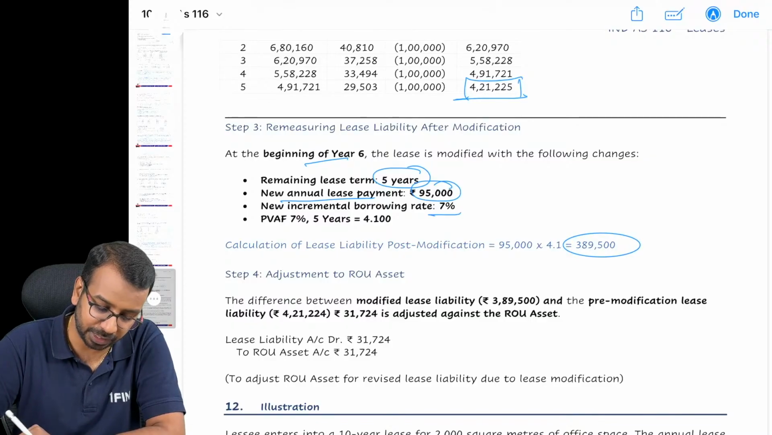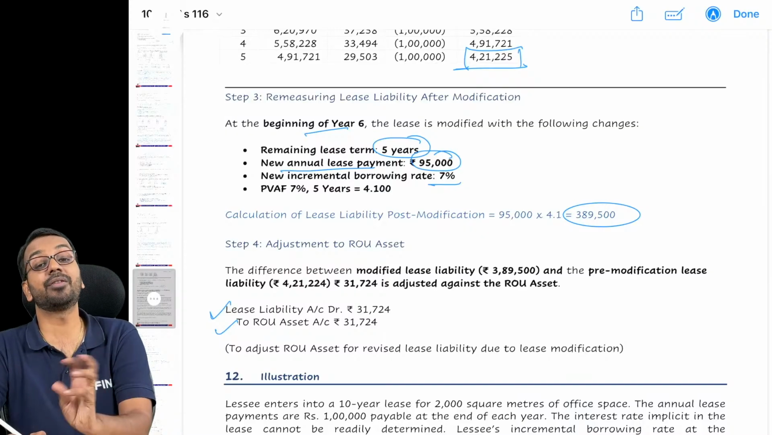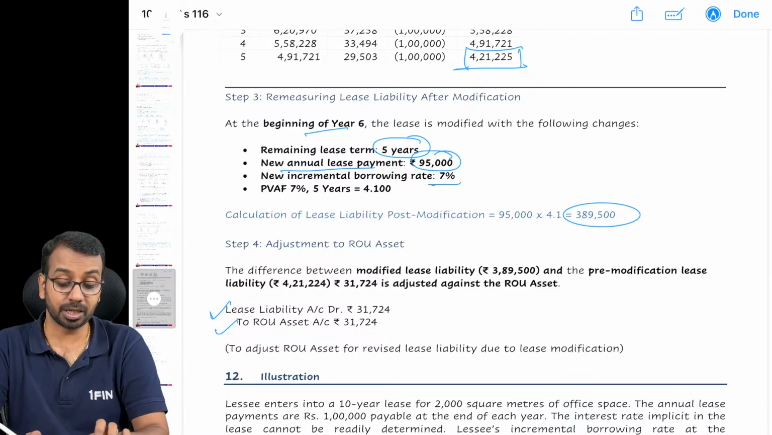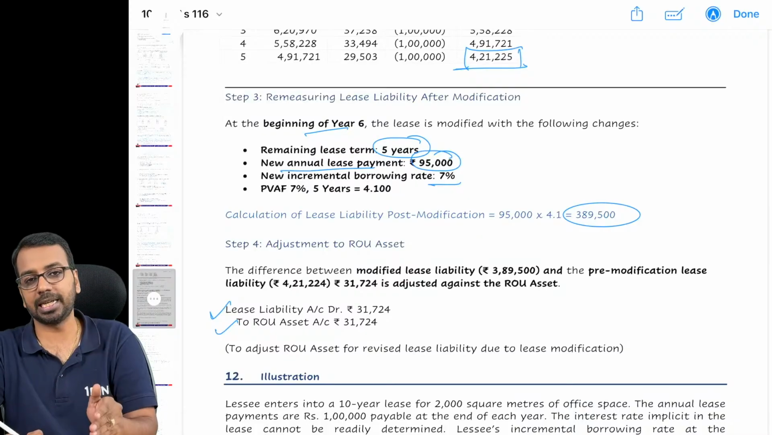Now whatever is the difference will be adjusted to lease liability and right of use asset whenever there is a change in lease payments. Here only lease payments have changed. Here there is no increase or decrease in scope.